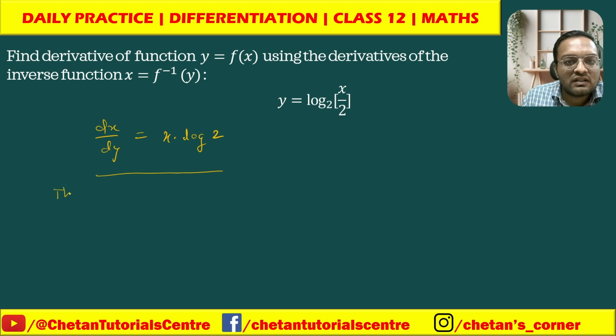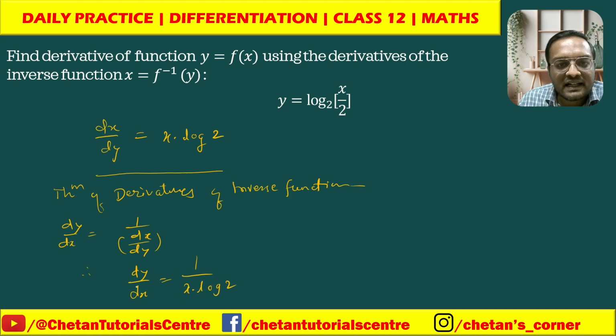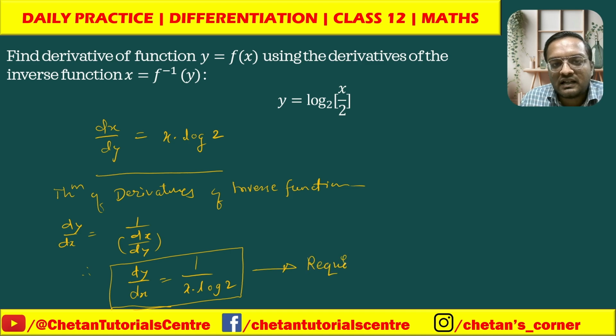Now I will use the theorem of derivatives of inverse function. Then what I will get? dy by dx is equal to 1 upon dx by dy. Therefore, dy by dx is equal to, the value of dx by dy being x into log of 2, 1 upon x into log of 2. As you can see, we cannot simplify this further. So this is our required answer.